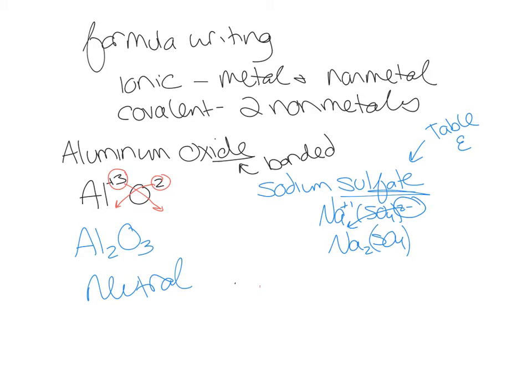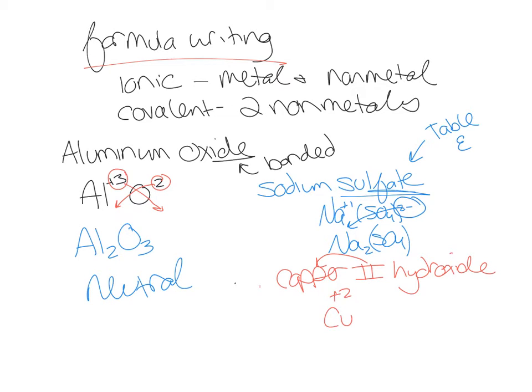Finally, okay, we're going to do something that might have a Roman numeral. Now, when you're formula writing, Roman numerals actually make your life easier. So copper 2 hydroxide. This Roman numeral means that copper is +2. It does not mean the second oxidation state of copper. It does not mean that there are 2 coppers. It means that copper is +2. So I don't even have to look up the oxidation state of copper. I'm telling you it's +2. Believe me.